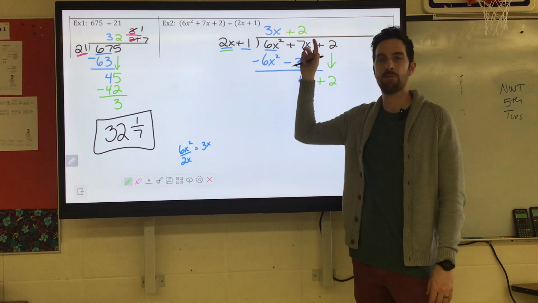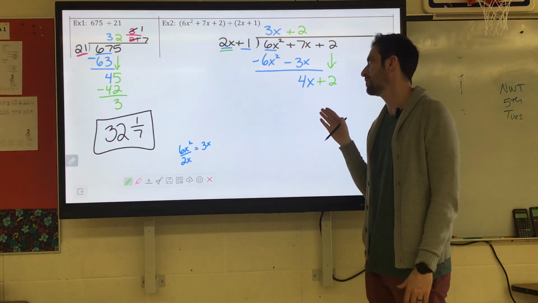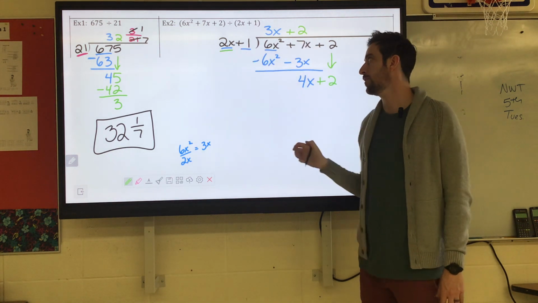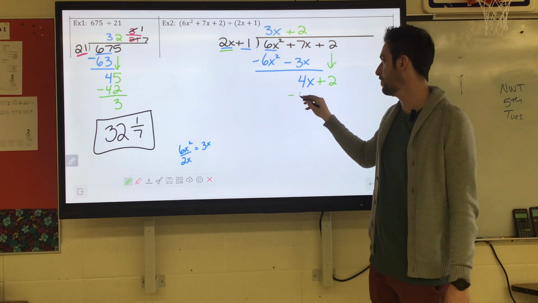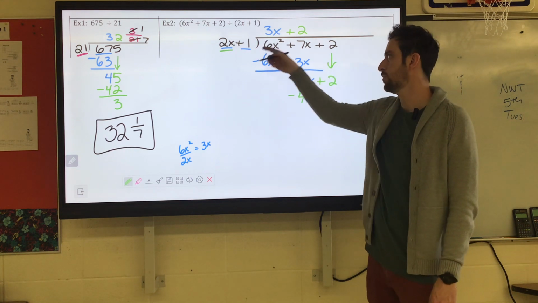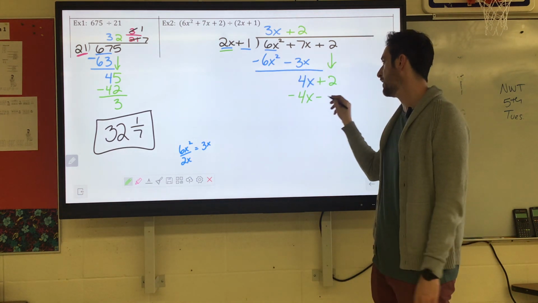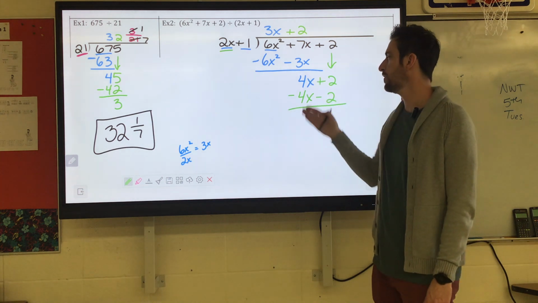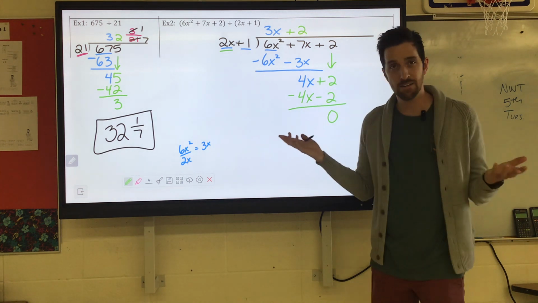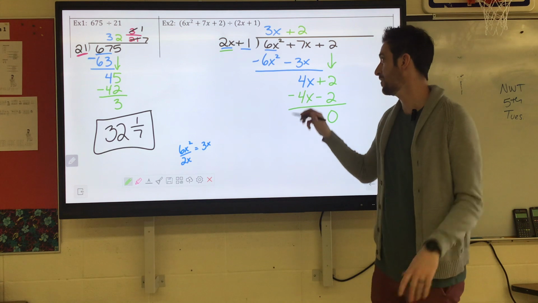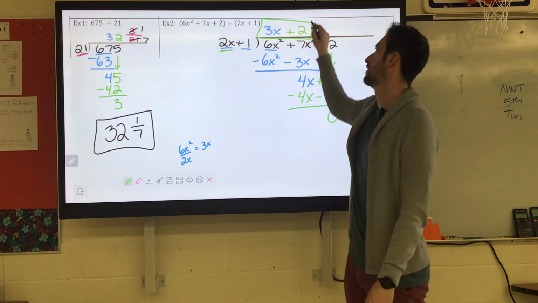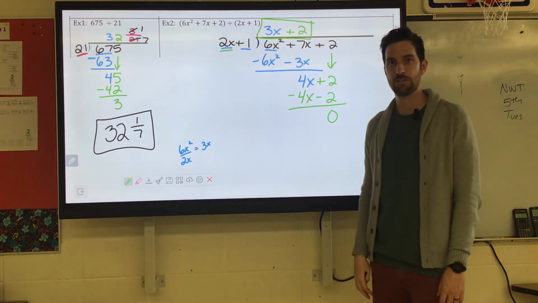We're going to multiply it by each term, write it down as its opposite. 2 times 2x is 4x, negative 4x. 2 times 1 is 2, negative 2. Look at all this stuff zeroes out. That's great. It divided evenly. There's no remainder. So that would be our final answer, 3x plus 2.